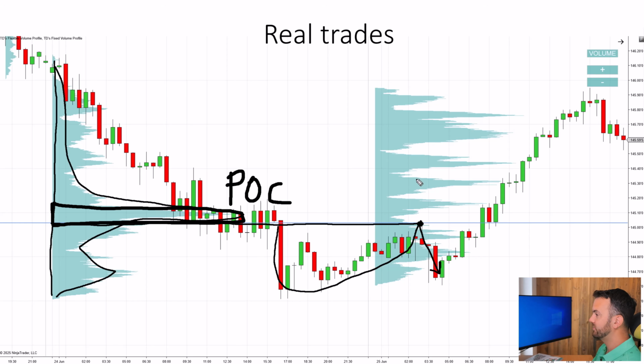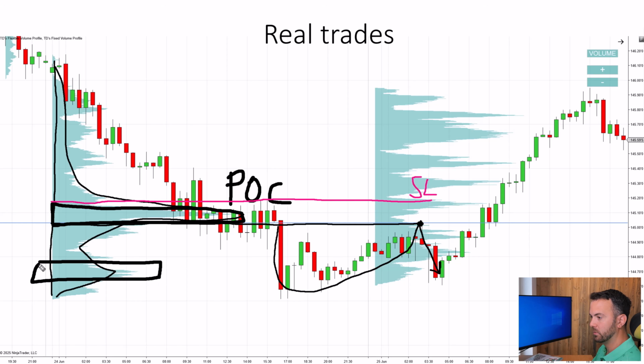The stop loss for this trade was in a low volume area. It was in here. And the take profit was based on a heavy volume zone standing in the way. And it was this heavy volume zone. So that's why the take profit was in here. It was a trade with a positive risk-reward ratio. So it was quite a good trade.